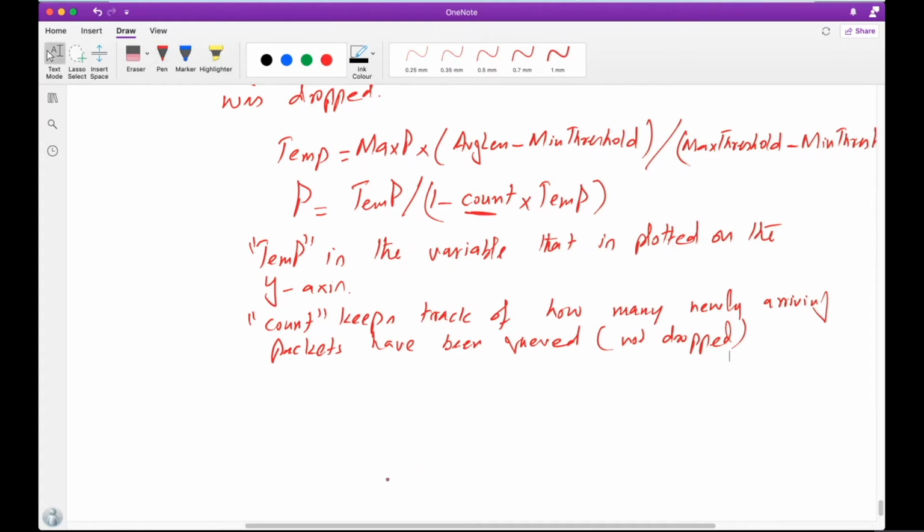So P obviously increases slowly as the count increases, thereby making a drop increasingly likely as the time since the last packet drop increases. So it's very important to note that P, the probability, increases slowly.